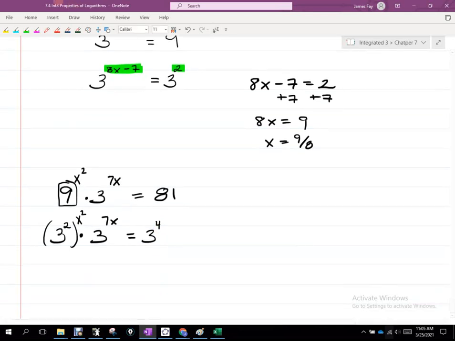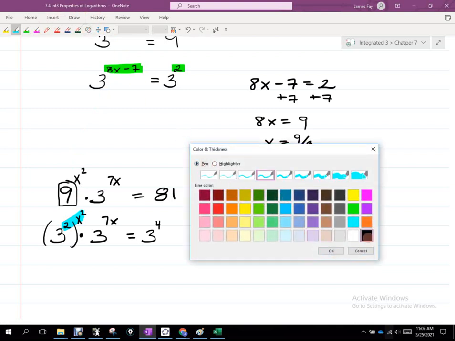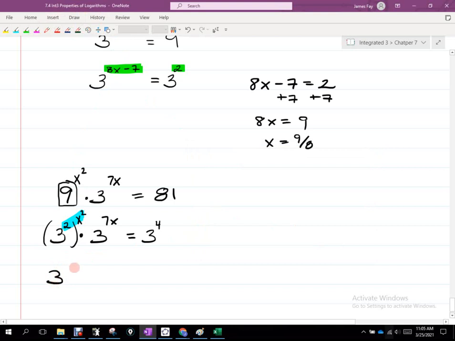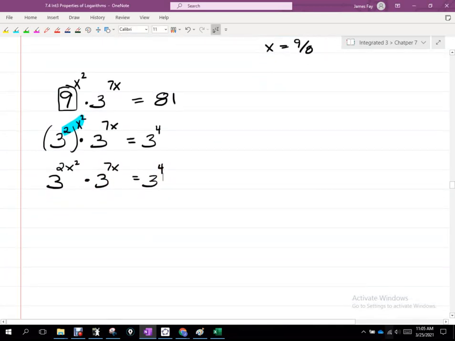Now, what do we do with a power to a power here? Multiply them. So we get 3 to the 2x squared times 3 to the 7x equals 3 to the 4th, correct? And this one's kind of a pain because on this left-hand side, we have a product of 2 bases that are the same, right? We have a product of two bases. What do you do with exponents?